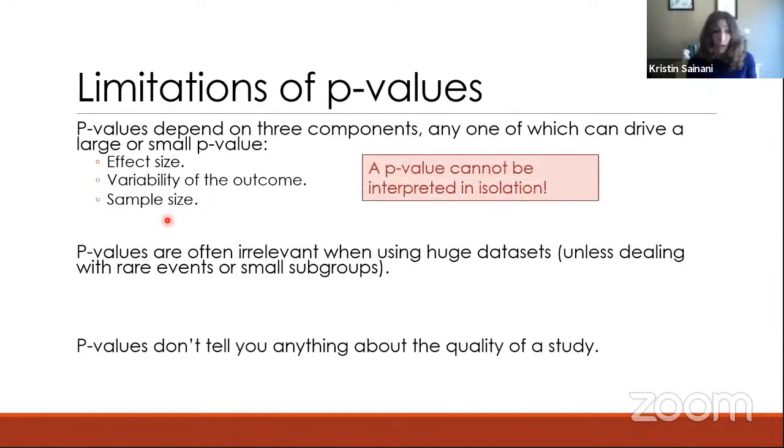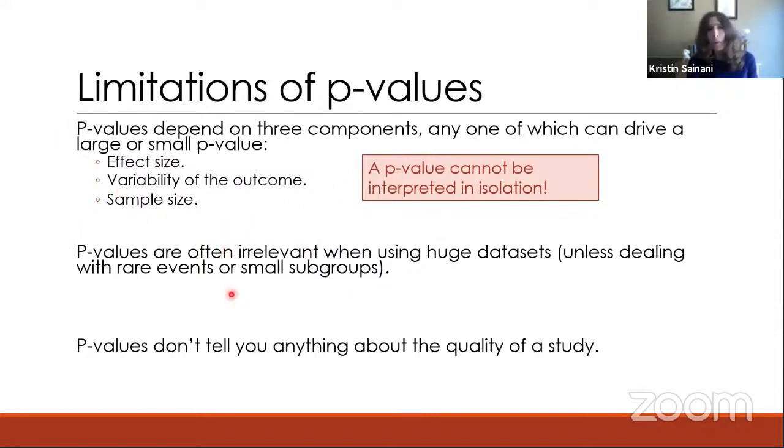So for example, if I have a really tiny effect size, but I have a huge sample size, like hundreds of thousands of people or tens of thousands of people, I might get a highly, highly significant p-value, even though the effect size is minuscule. And that's just because a very big sample size can drive a small p-value. So you always have to interpret a p-value in context. You got to look at the effect size too.